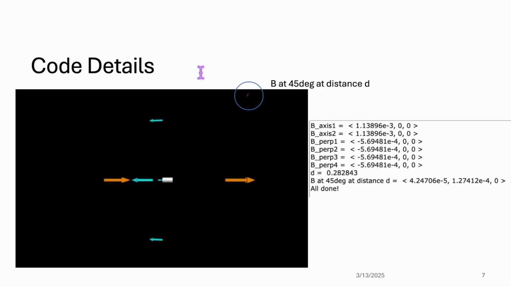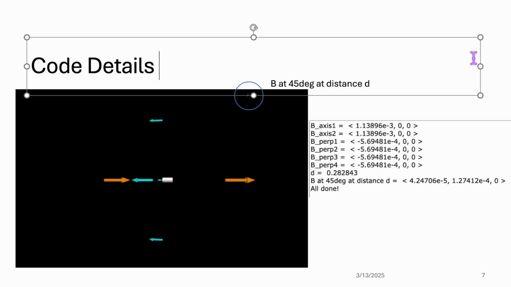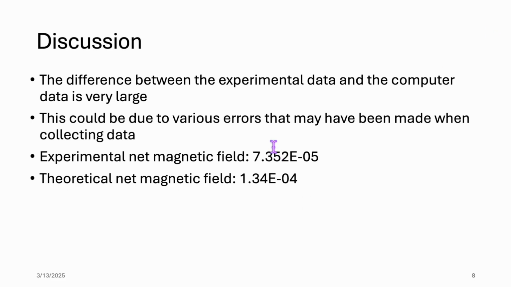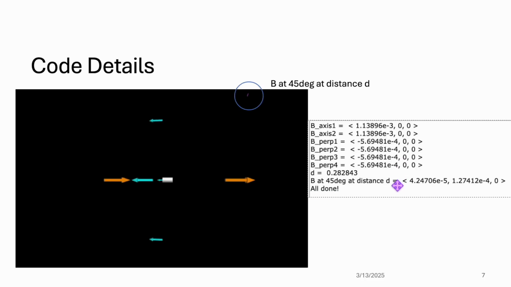So over here is the output of the code. You can see the little magenta arrow. It's really tiny, and it's B at 45 degrees at distance c, and this is the distance d that was found from the code. The difference between the experimental data and the computer data is very large. You can see over here the net magnetic fields are very different, and this is most likely due to various errors that may have been made when collecting data. The way I got my theoretical net magnetic field was by finding the magnitude of the B at 45 degrees, which is over here.